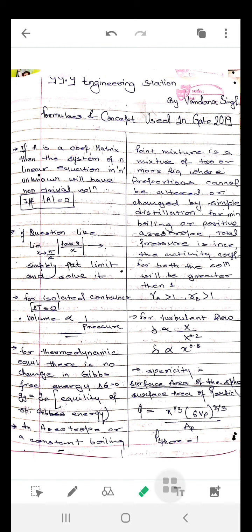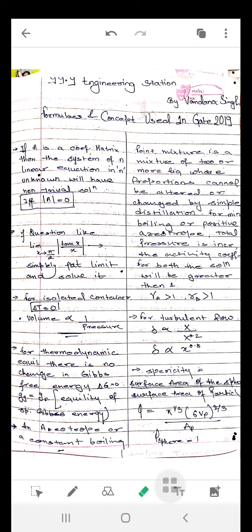Now, in the remaining video, I just read out what I wrote in the sheet for GATE 2019. The next conceptual question is based upon thermodynamic equilibrium. For thermodynamic equilibrium, there is no change in the Gibbs free energy. Delta G is equal to 0, means no change in Gibbs free energy. This condition comes when the equality of specific Gibbs energy holds, means specific Gibbs energy is equal, only then delta G will be equal to 0.